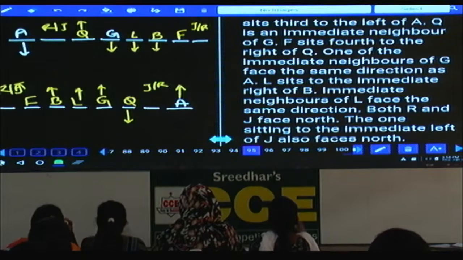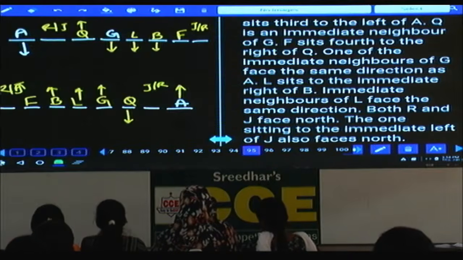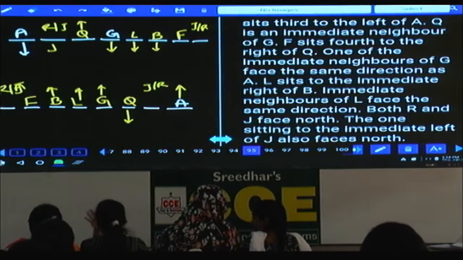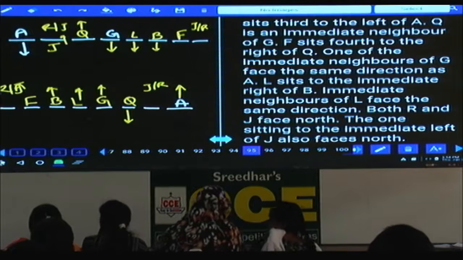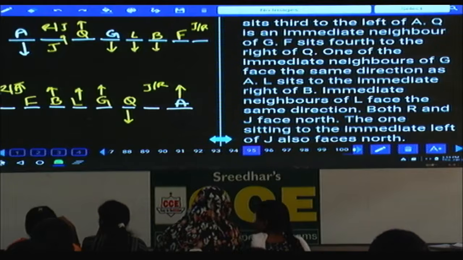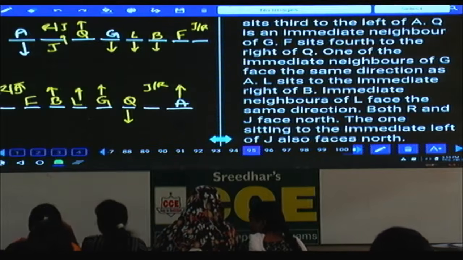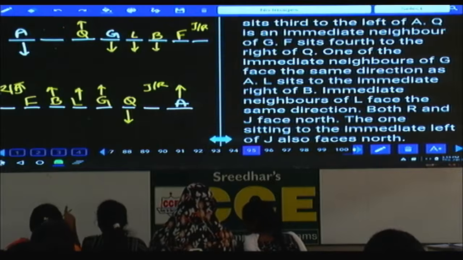Now in the first case, J is facing which direction? North. Now J and R are facing north. Can J be at this place? If J is here, then J is facing north. The immediate left-hand side of J is A, whereas A is facing south rather than north. Hence J cannot be at this place. As J cannot be here, where should J be? J must be at the last place.